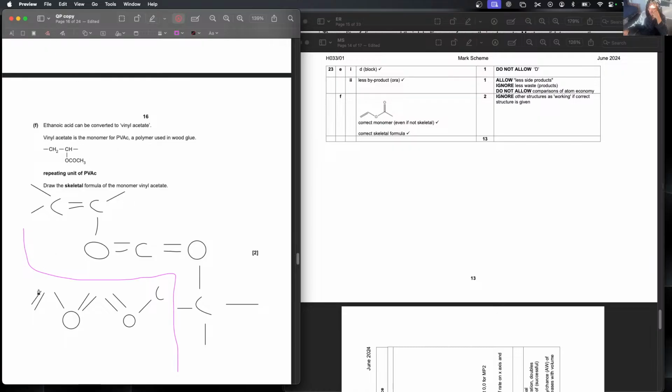Okay, so this part is correct, right? That part's correct. Then this part's correct. That part's correct. But this carbon still has four. Where did this come from? Okay. That is this, right? That is that.